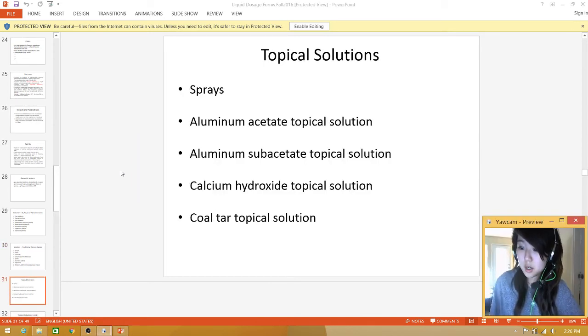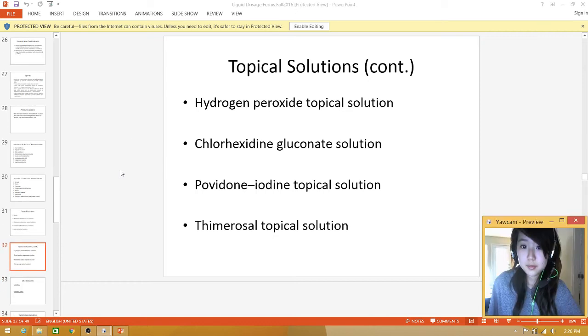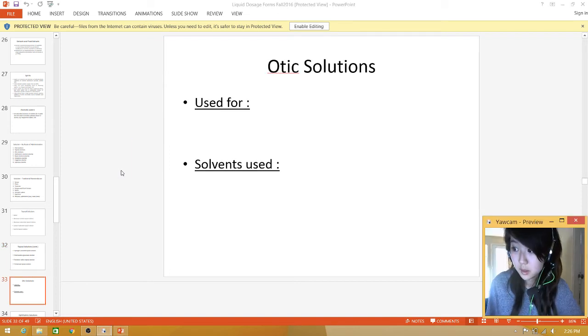Topical solutions are used on the skin. Local anesthetics are an example of a solution spray. So hydrogen peroxide, chlorhexidine, povidone, and thimerosal are going to be examples of antiseptic, antibacterial, topical solutions. Otic solutions can be used to treat ear infections, pain, and earwax buildup. Otic solutions do not have to be sterile, but they should be isotonic.